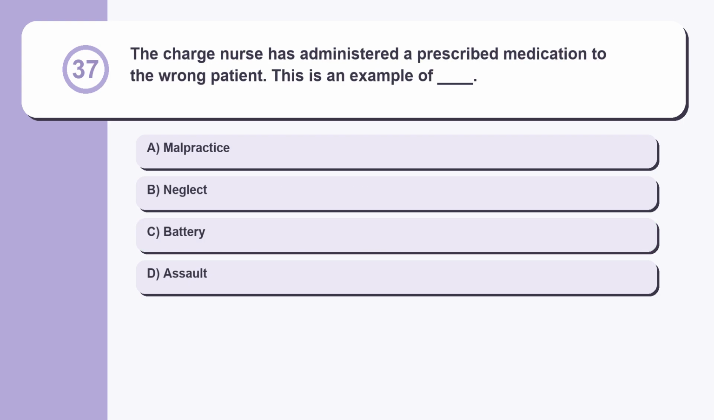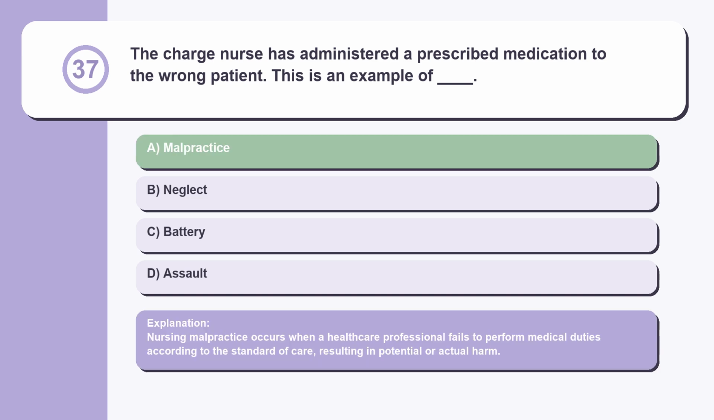Question 37. The charge nurse has administered a prescribed medication to the wrong patient. This is an example of: malpractice, neglect, battery, assault. Nursing malpractice occurs when a healthcare professional fails to perform medical duties according to the standard of care, resulting in potential or actual harm.